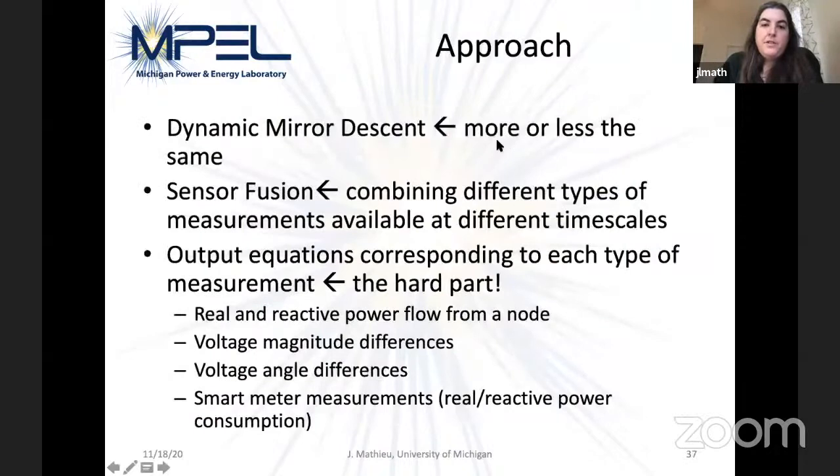So the approach is very similar to before, so I'm not going to go through every single detail, but the dynamic mirror descent part is basically the same. Now we have lots of measurements across the system, so we have to apply some kind of sensor fusion to combine them all together and use them together. And then we develop output equations corresponding to each measurement so that we can bring them into this common framework in dynamic mirror descent. That was the hard part of this, because we're measuring things in terms of power, voltage, current, at different resolutions and time steps, but also that are affecting different portions of the system.